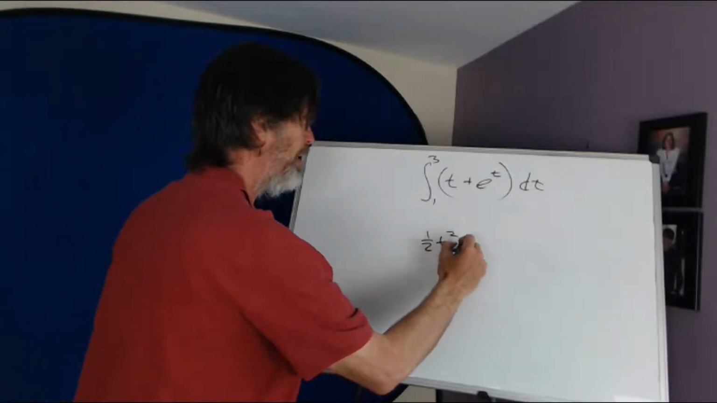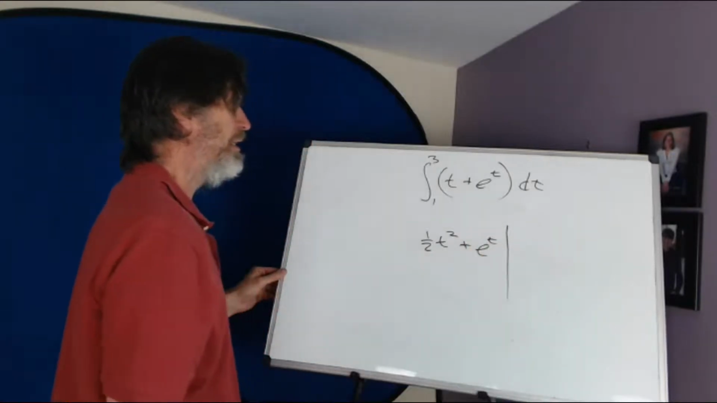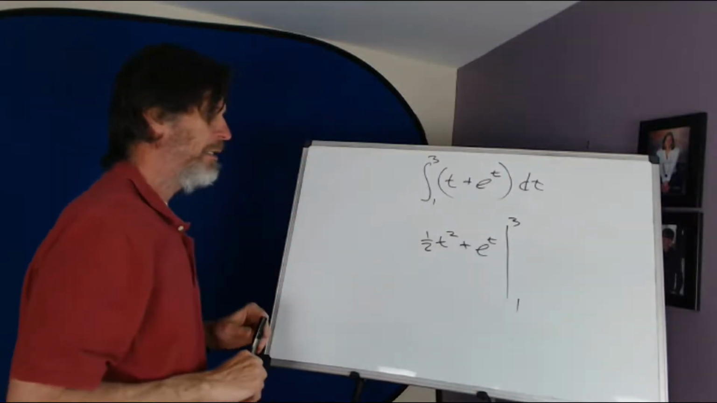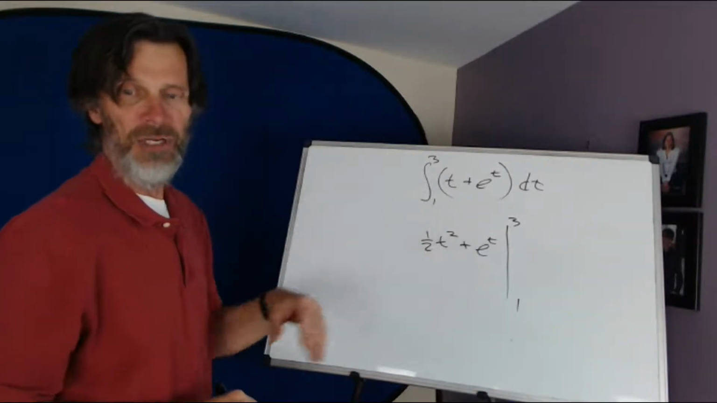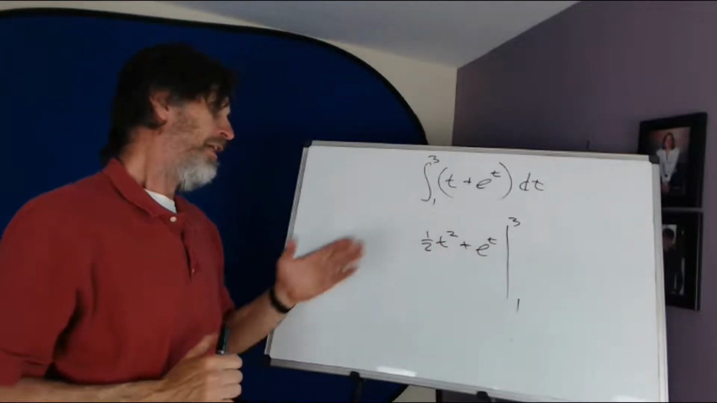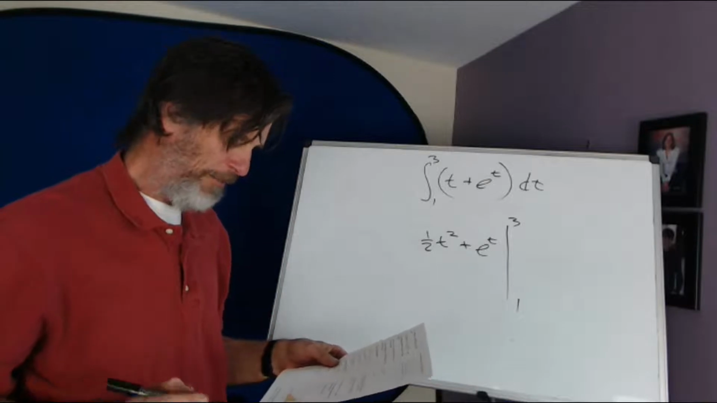1/2 t squared plus e to the t is the antiderivative. Evaluate that from 1 to 3. And I'm just going to let that one go as well, assuming that everyone can put the buttons on the calculator. If you want to check the answer, that is in the answer key that I provided.